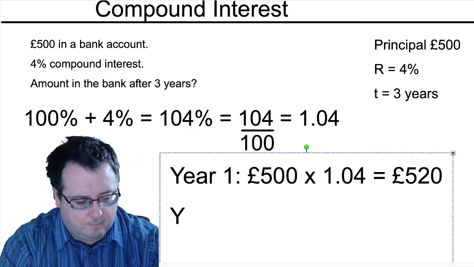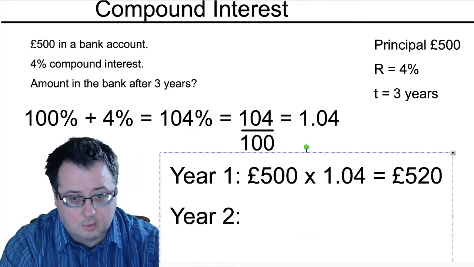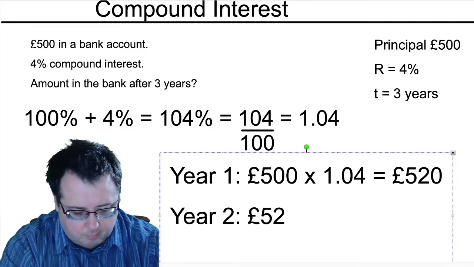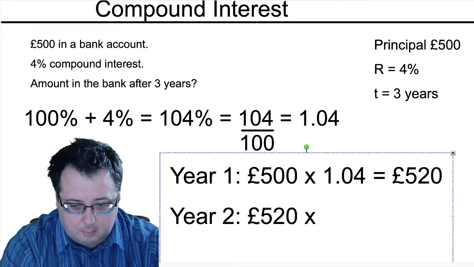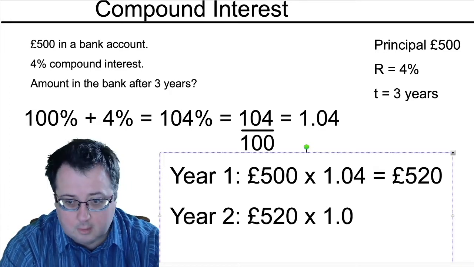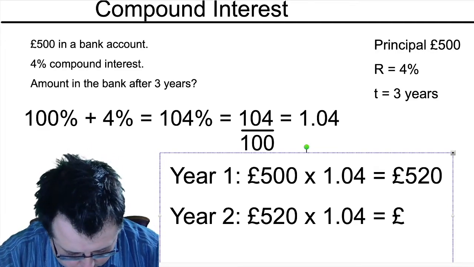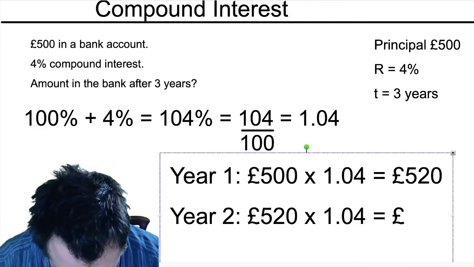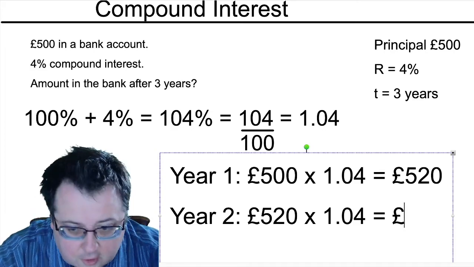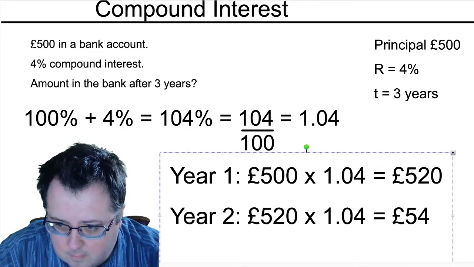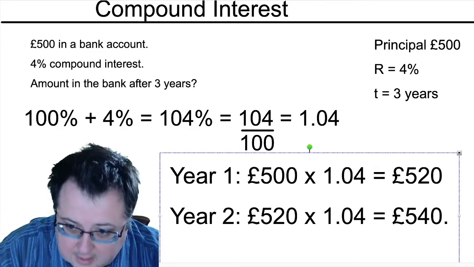Year 2. We've got to take that £520 and we're going to times it by 1.04 again. This will give us £540.80.